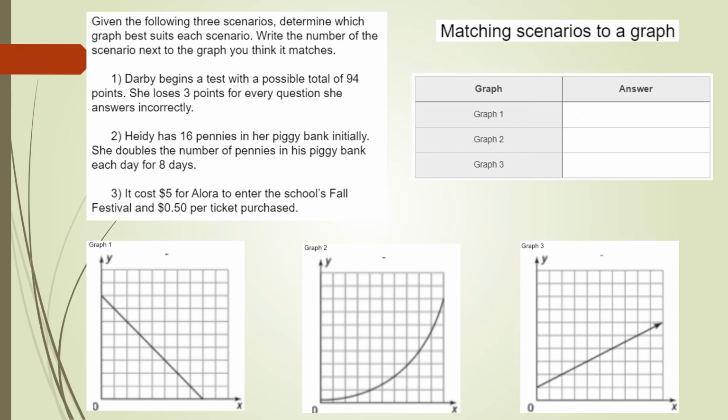Number 2, Heidi has 16 pennies in her piggy bank initially. She doubles the number of pennies in her piggy bank each day for 8 days. Number 3, it costs $5 for Laura to enter the school's Falls Festival and 50 cents for each ticket purchase.